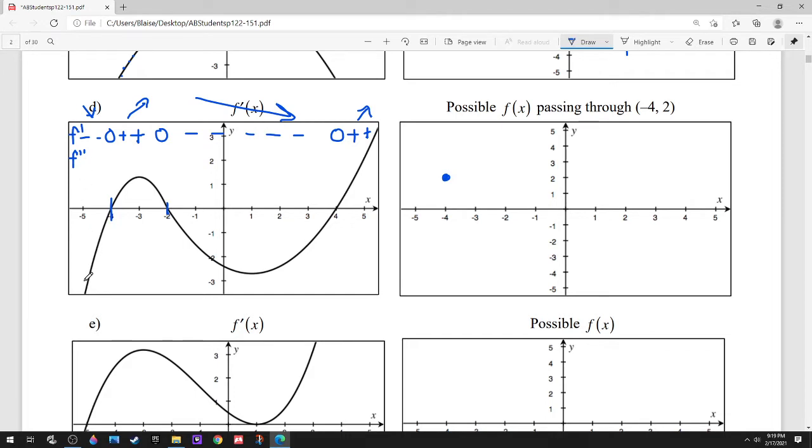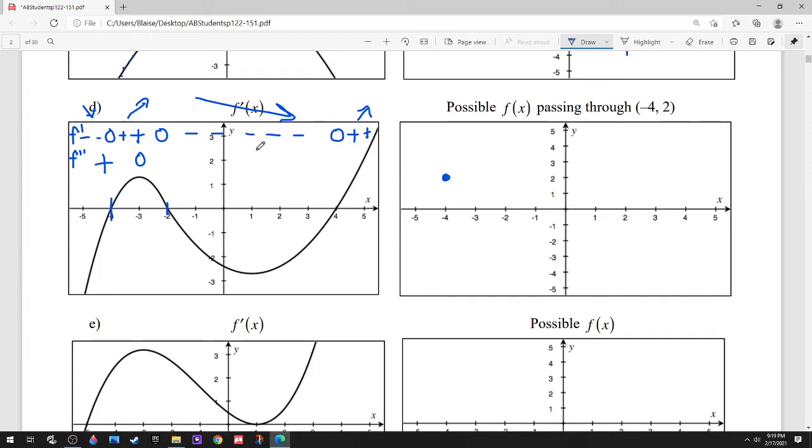So F double prime. It's going up, going up, going up, up. Stop. So at -3, F double prime is 0, right? Because that's where the slope of this is flat. And before it, it's positive. When's the next time it's flat?